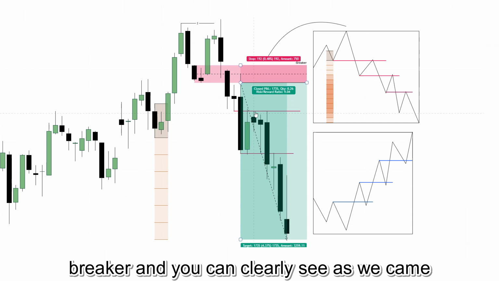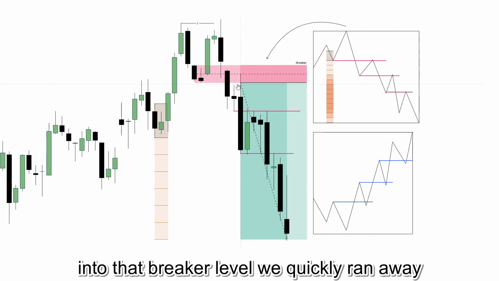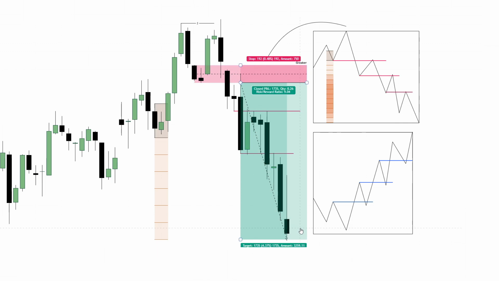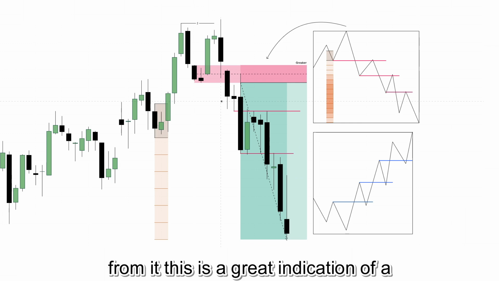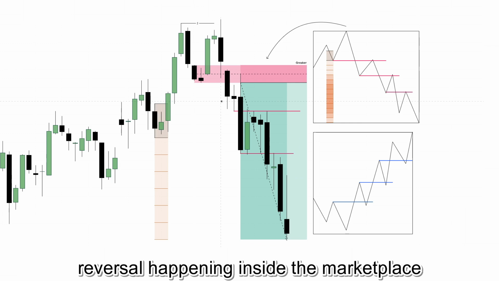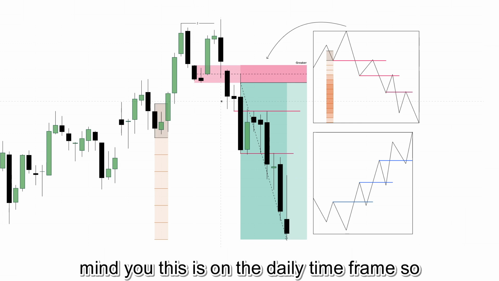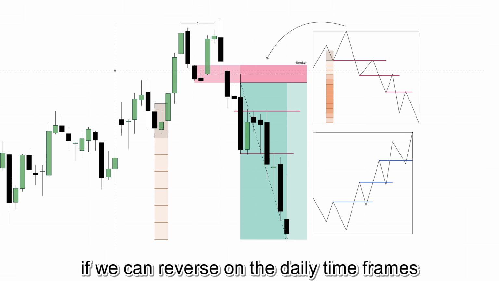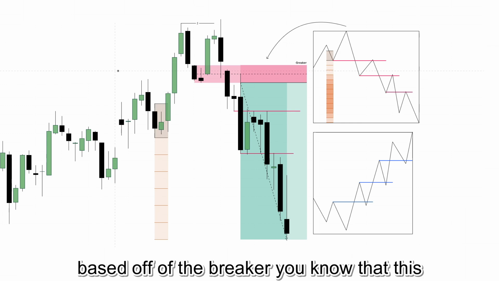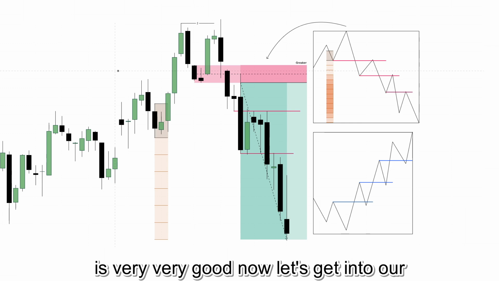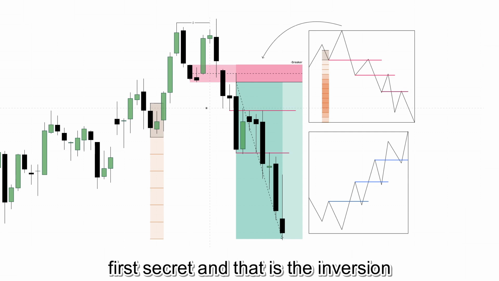And you can clearly see as we came into that breaker level, we quickly ran away from it. This is a great indication of a reversal happening inside of the marketplace. Mind you, this is on the daily time frame. So if we can reverse on the daily time frames based off of the breaker, you know that this is very, very good. Now let's get into our first secret, and that is the inversion order block.